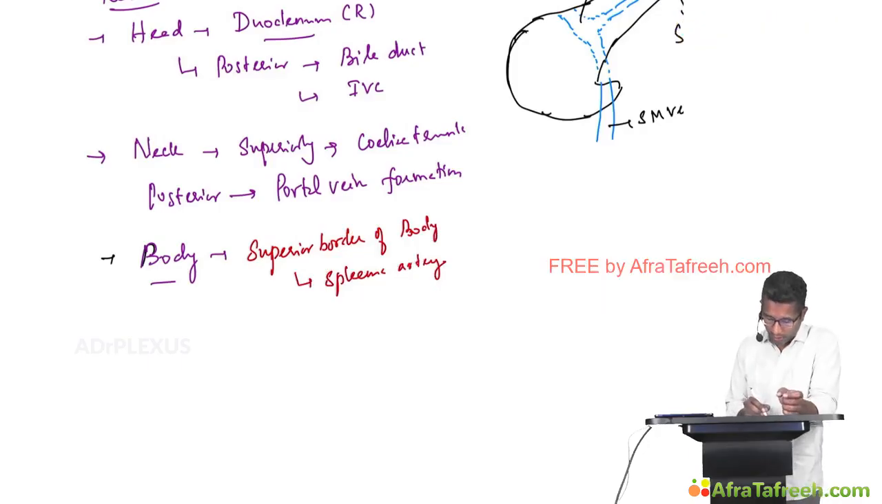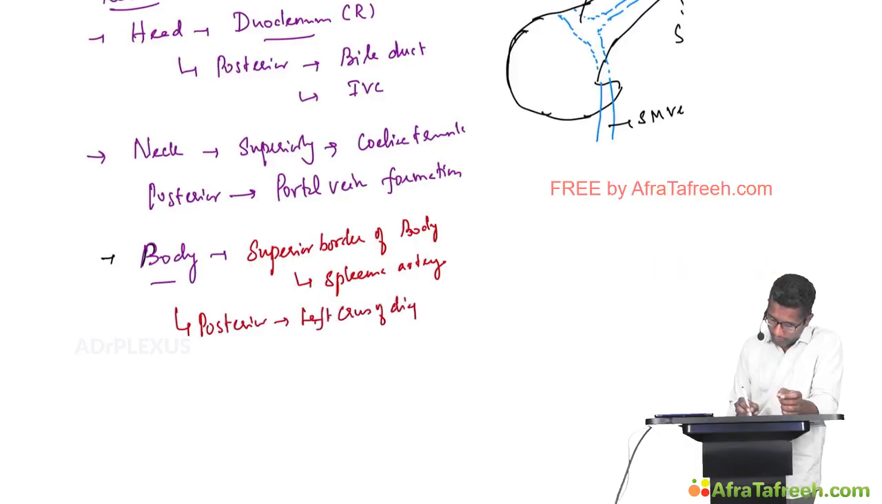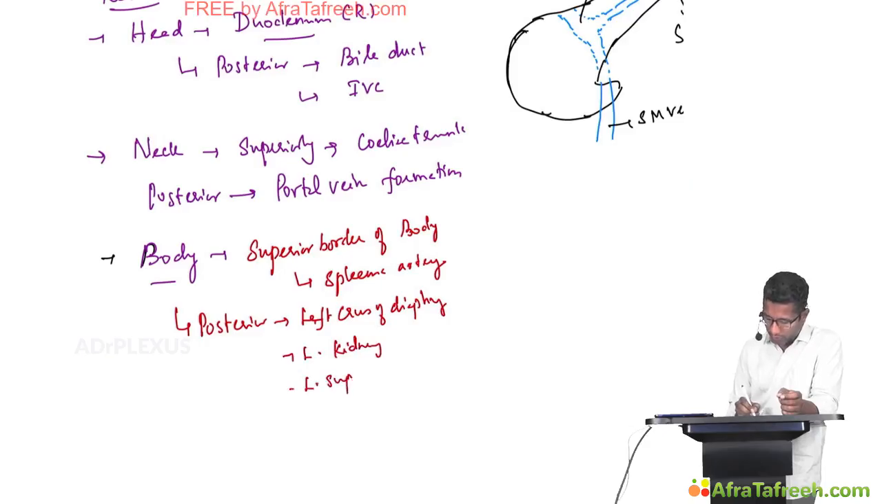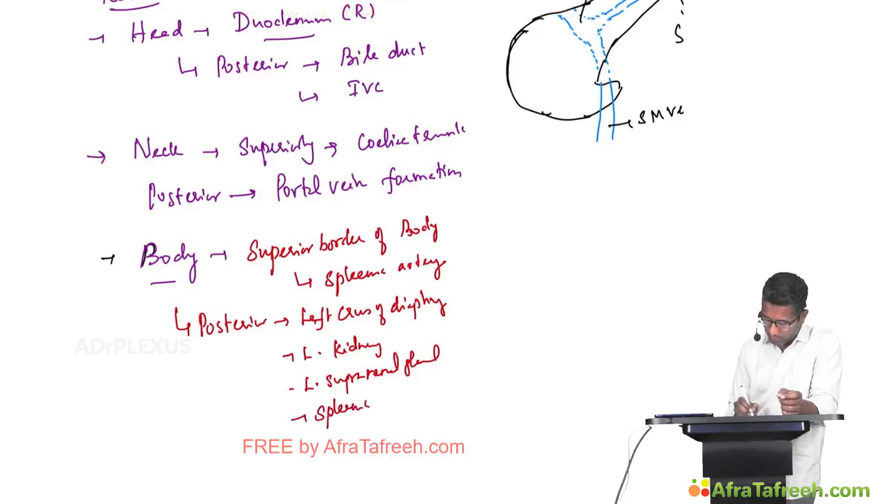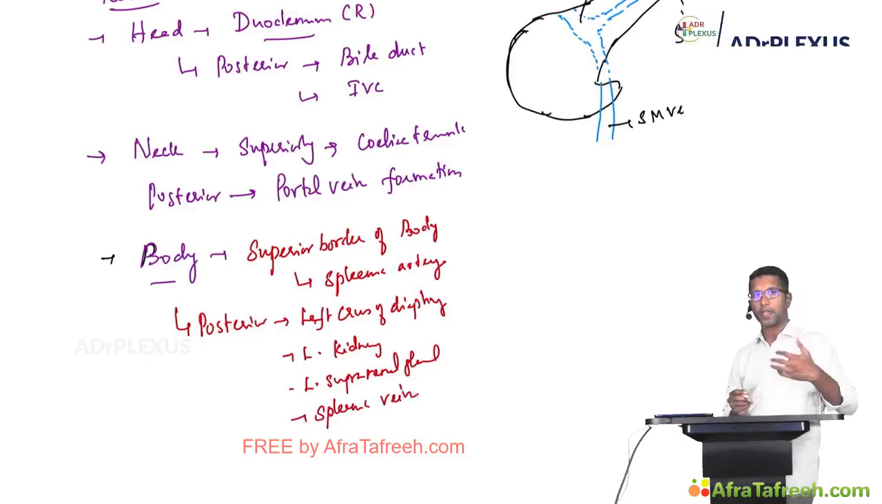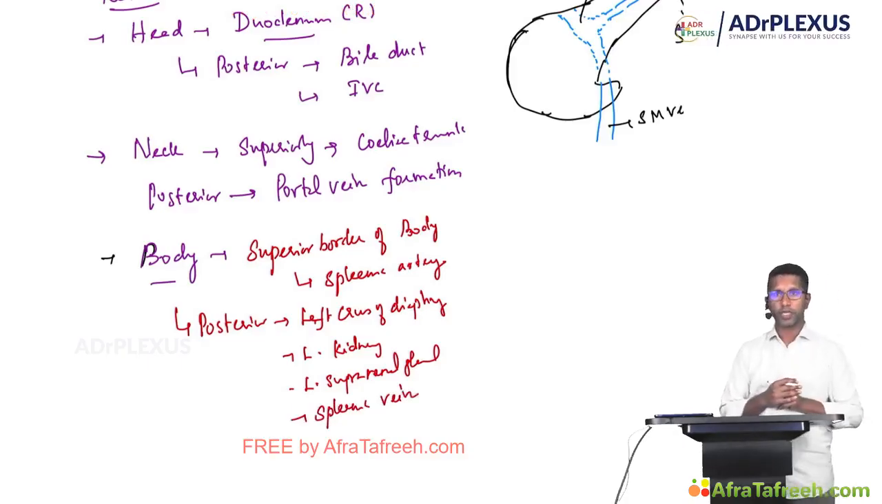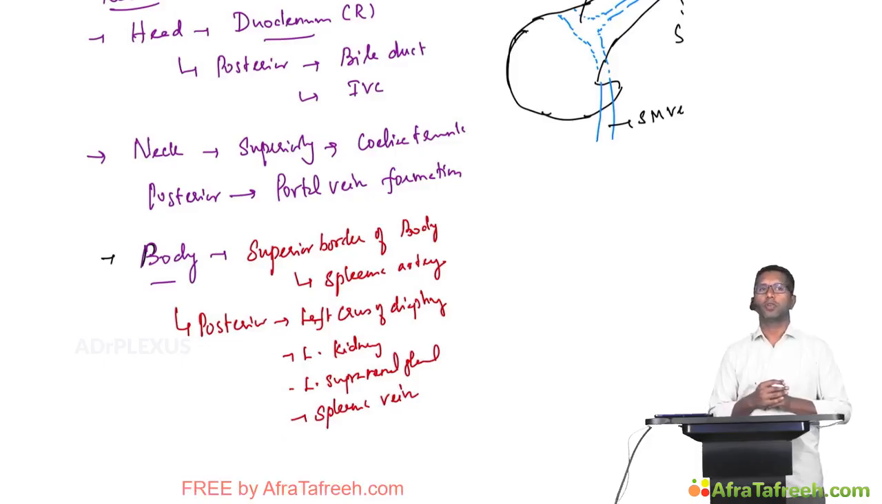On the posterior aspect of the body, you have the left crus of the diaphragm. You have the left kidney, and you have also got the left suprarenal gland close to it. One more important structure runs on the posterior side, that is the splenic vein. So all these structures run on the posterior surface of the body. These are all the important relationships of the pancreas.